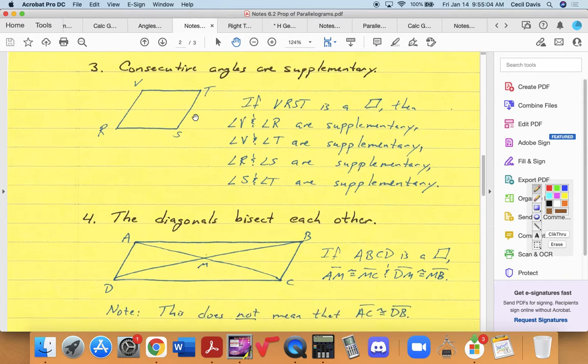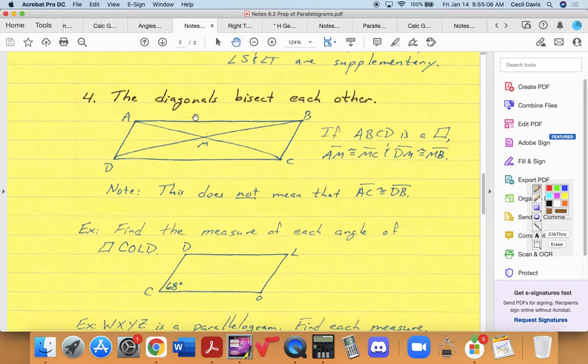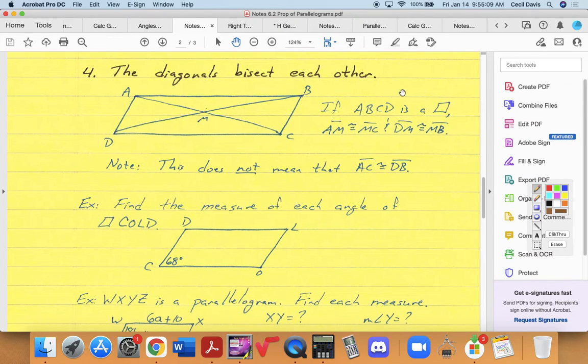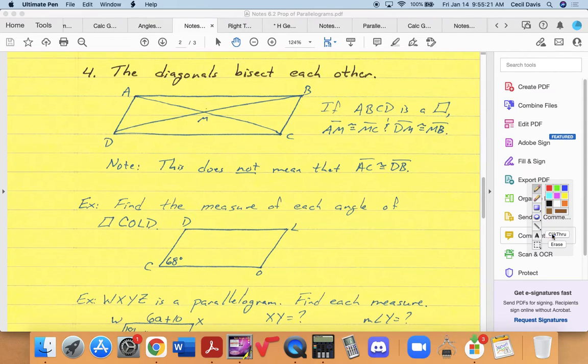The last property is that the diagonals bisect each other. If you draw in both diagonals, they're going to cut each other in half. Now, how do I know that? Well, let me show you real quickly. Again, you don't need to copy this part down, but do watch, please.